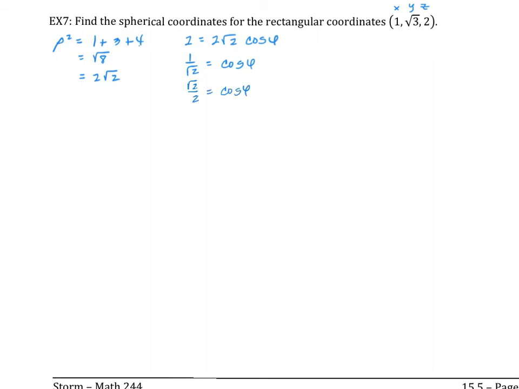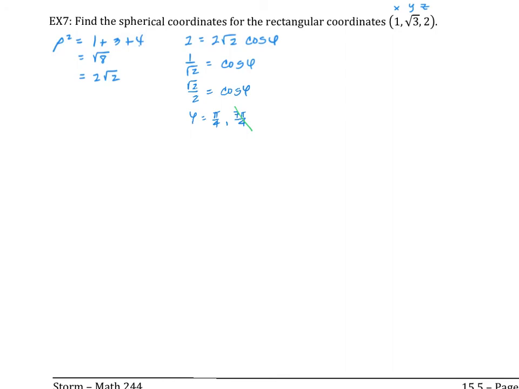So cosine is square root 2 over 2 and positive, so it's quadrant 1 or 4. That would mean phi is equal to pi over 4 in quadrant 1. But in quadrant 4, that's going to be 7 pi over 4. But remember, phi only goes from 0 to pi. So that tells me it's pi over 4.